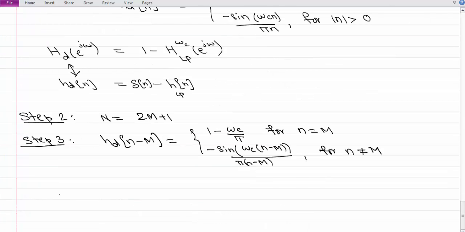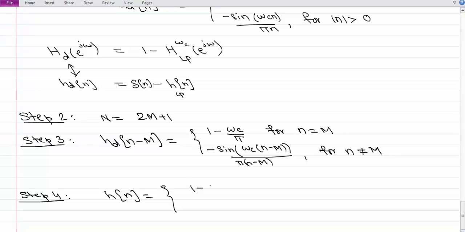And then step 4 is you do the windowing operation. So you restrict that only from 0 to n minus 1. So step 4 is simply you say h[n] is basically 0 for everything except 0 to n minus 1.